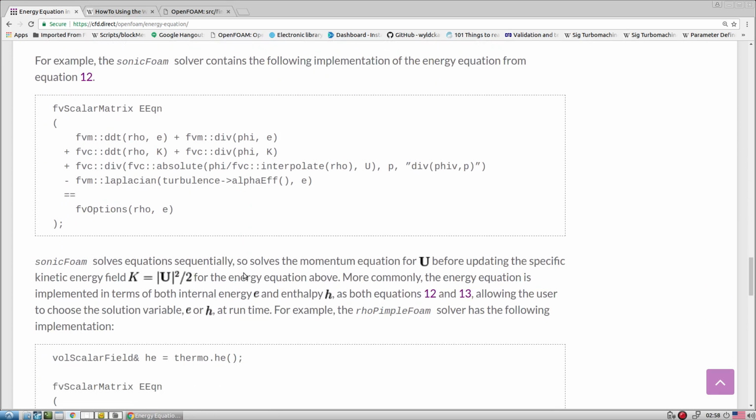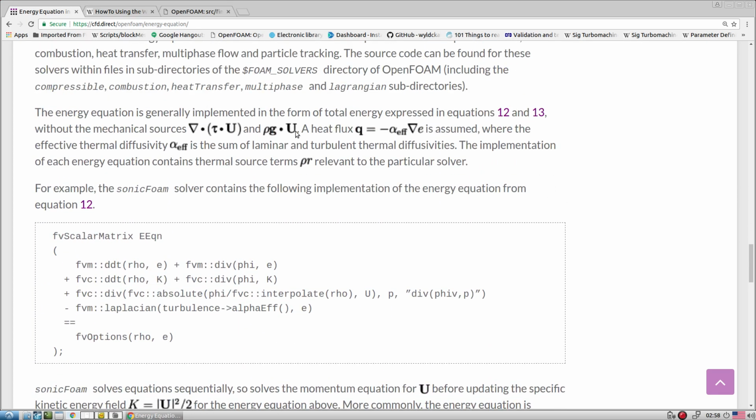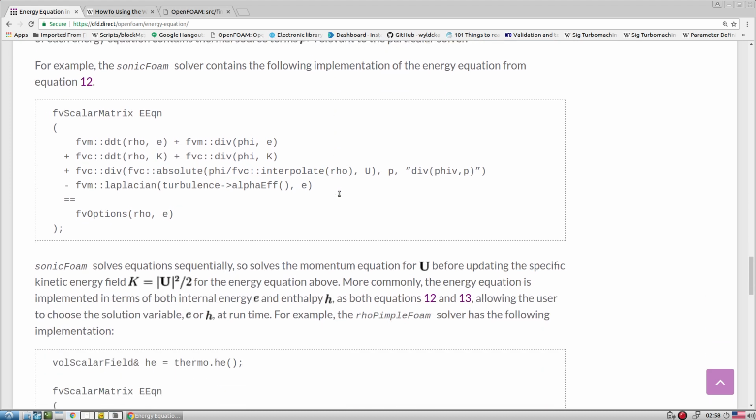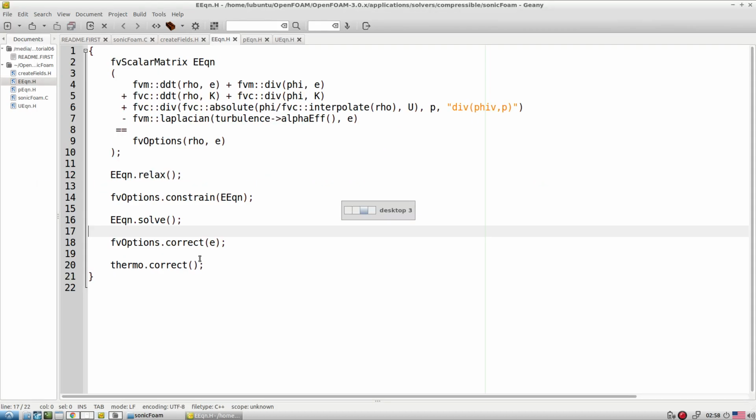That is exactly noted here. So it is the sum of laminar and turbulent thermal diffusivity. In the implementation, from the Pr we try to quantify the laminar diffusivity, and from the turbulent viscosity we try to calculate the turbulent thermal diffusivity. That is what we have to take into account while looking at these equations. And then we try to correct the thermo.